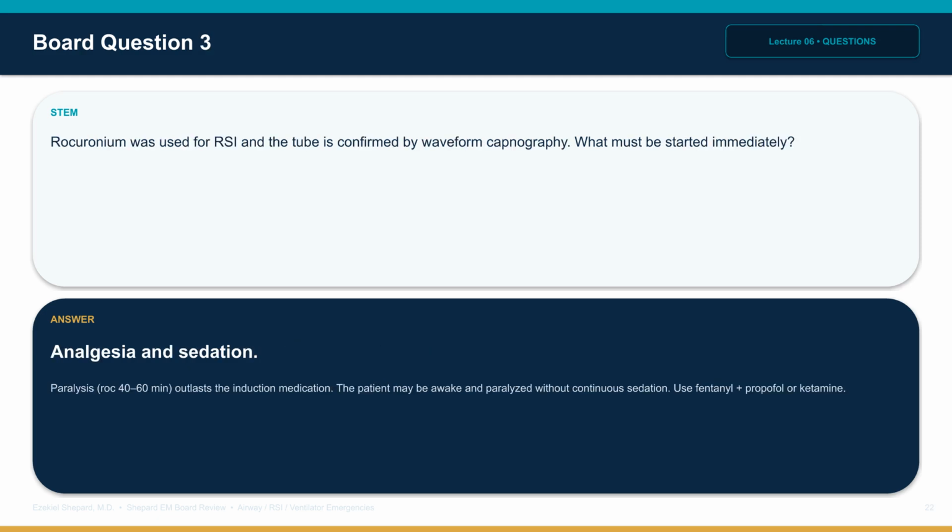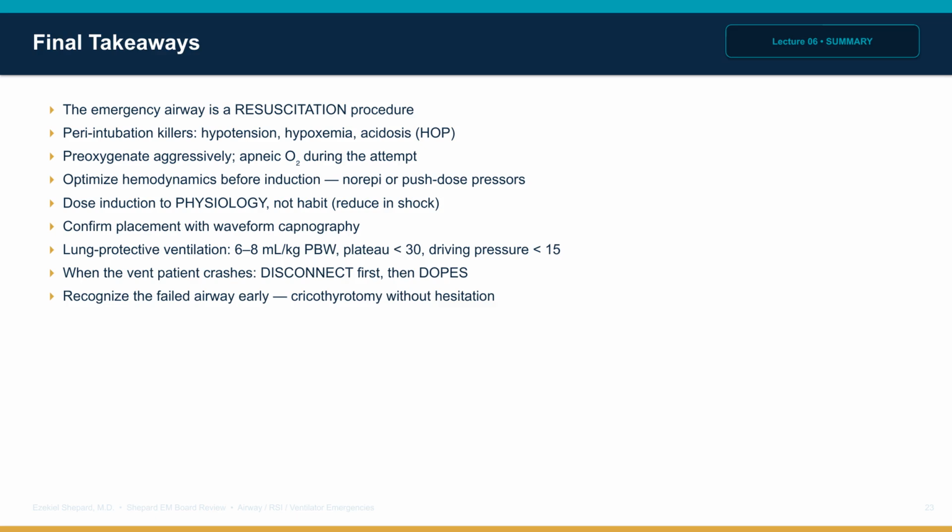Question 3. Rocuronium was used for RSI and the tube is confirmed by waveform capnography. What must be started immediately? Analgesia and sedation. The trap is leaving a paralyzed patient awake because paralysis outlasts the induction medication. Use fentanyl plus propofol or ketamine, individualized to the patient.